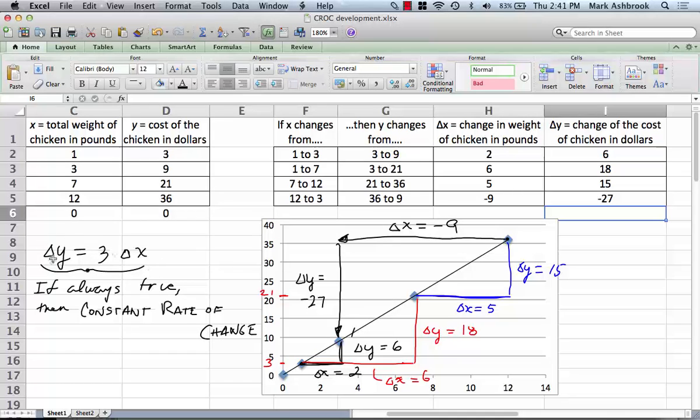If you have this, so what is this saying? It's saying that the change in one quantity is always a constant multiple of the change in the other. The change in one quantity is a constant multiple of the change in the other. Okay? And that's talking about proportionality.